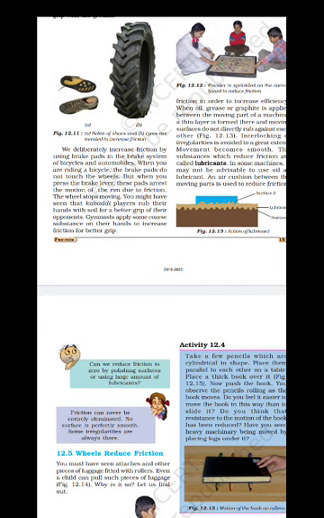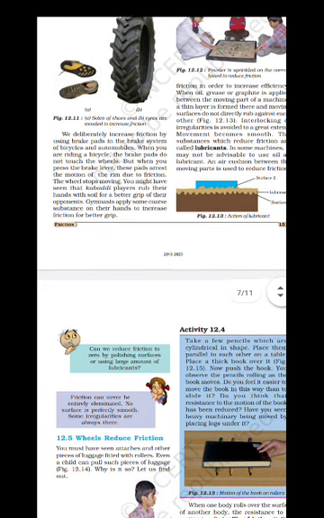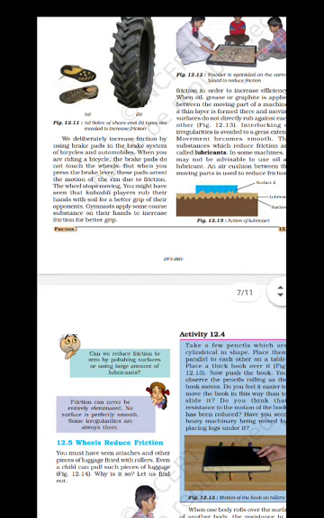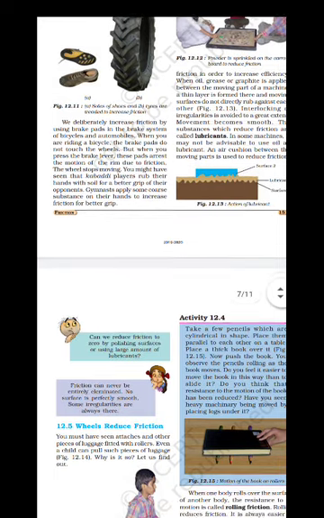Sometimes you have seen that the tires of a vehicle have threaded grooves. These are also to increase the friction, so that when you apply a brake, it can immediately stop and your vehicle will not meet with an accident.